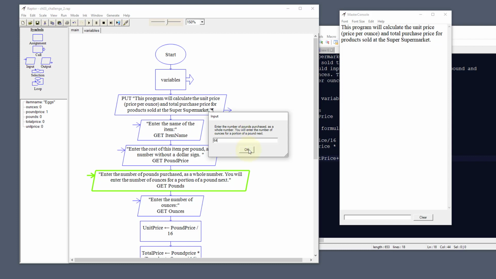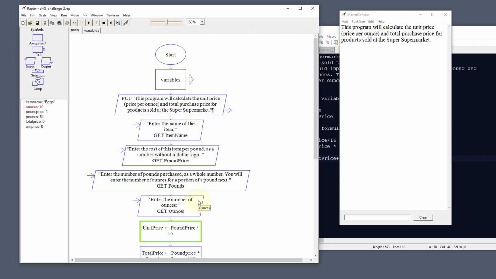Now, eggs normally aren't sold in that kind of denomination, but for sake of the program here, we're going to do eggs at 64. And then we're going to say enter the number of ounces. So 64 pounds, that's a lot of eggs. Enter the number of ounces for a portion of the pound, and then the pounds, and now we're going to get ounces. Let's say we're going to do 10 ounces.